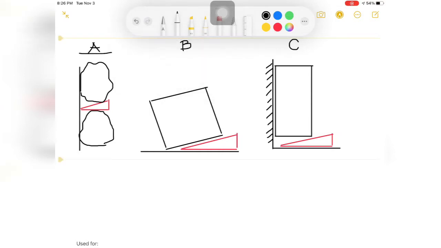So, for example, in this figure, figure A, these are the two bodies, body 1 and body 2. If I insert a wedge in between them by applying a force, body 1 and body 2 will be separated.